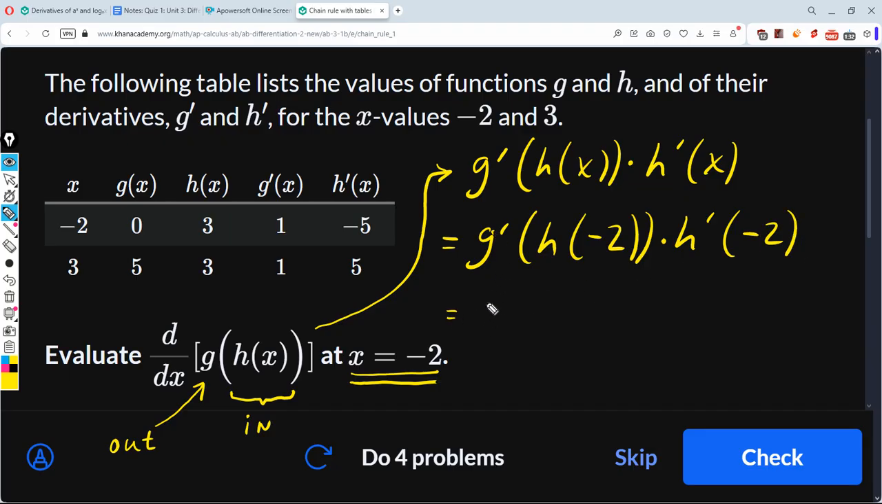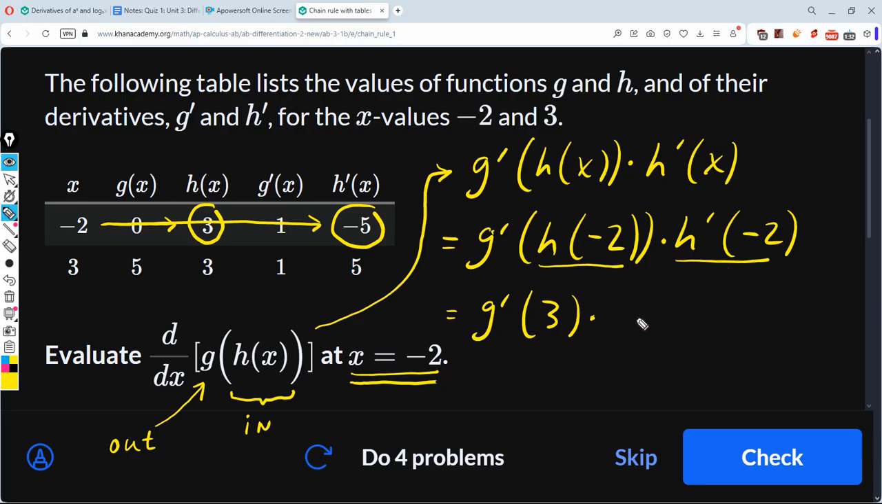And we have g prime still. Using the table, h of negative 2, if you go to x equals negative 2 and the h function right here, that's a 3. So h of negative 2 equals 3. And h prime of negative 2, once again going to x equals negative 2, here's h prime, that's going to be negative 5. So h prime of negative 2 is going to be negative 5.